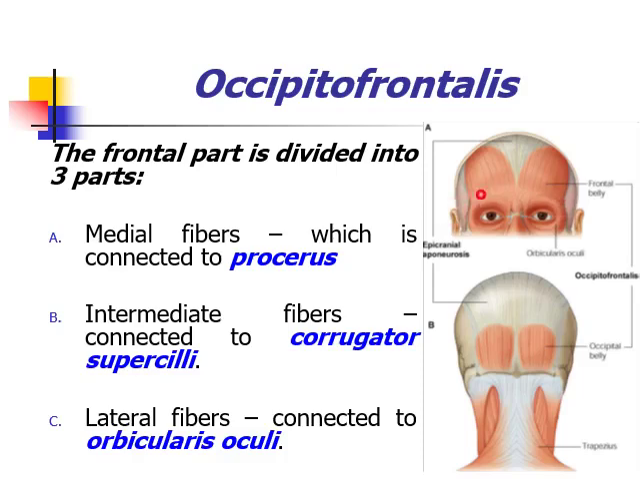So the frontal belly of the occipitofrontalis is connected to the procerus muscle. Procerus muscle is present at the bridge of the nose. The intermediate fibers are connected to the corrugator supercilii. This corrugator supercilii corrugates the upper part of the forehead in between both eyebrows. The area just between the eyebrows, this corrugator supercilii just drags them towards the midline, forming little corrugations at this area and little corrugations at the forehead, while the lateral part of the frontalis muscle is connected to the orbicularis oculi.